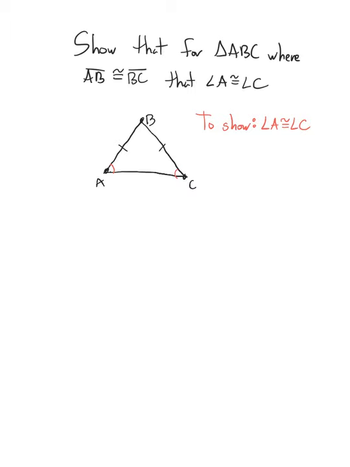Now you could think, well, we don't know anything. All we know is the length of two sides. We don't have any angle information to help us out. But what we can do is be a little bit clever. We can draw a midpoint of AC, say, call it M.